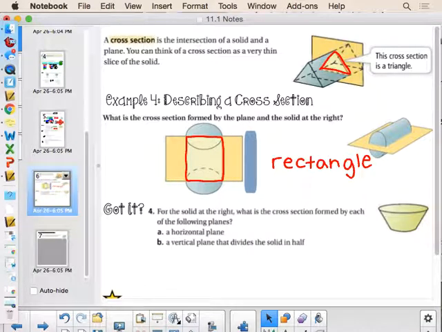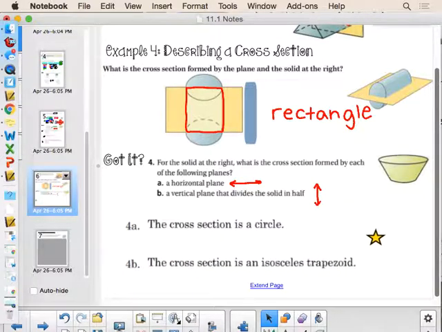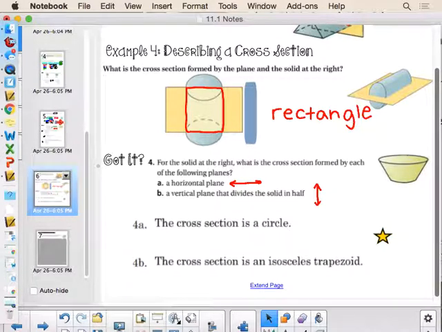Let's see if you can do this with this new solid at the right. Identifying the cross-section formed by a horizontal plane. Remember, horizontal, we go from the left to the right. And then a vertical plane, that means we go up and down. Shapes that you should see with horizontal, you're going to get a circle. Now, depending upon your height, it's going to be a different size circle. Now, if you do vertically, dividing the solid into perfect halves, because you cut it into perfect halves, it's going to be an isosceles trapezoid.